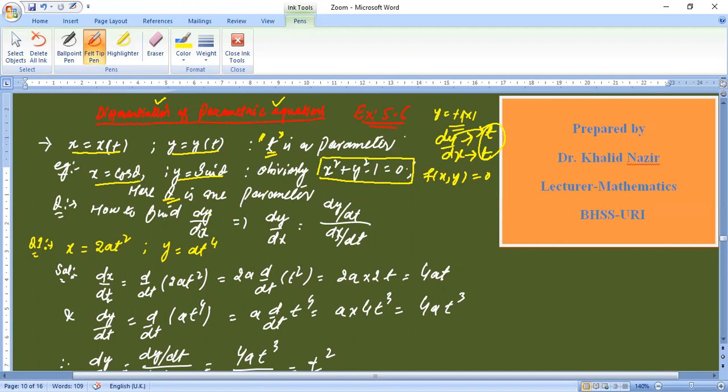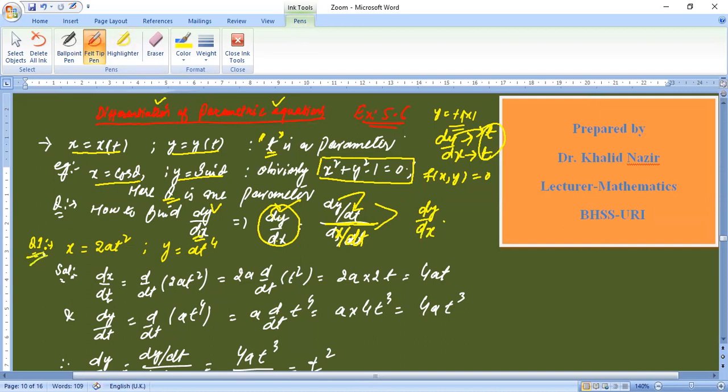Now, the question is how to find the derivative of such functions, that is how to find dy by dx. What we need to do is differentiate y with respect to t first, right? Then we need to differentiate x with respect to t, right? And take the division of both, we will get the rate of change of y with respect to x, or dy by dx, right?